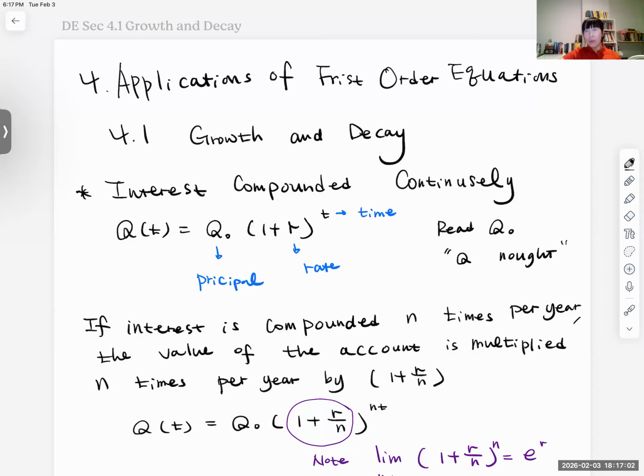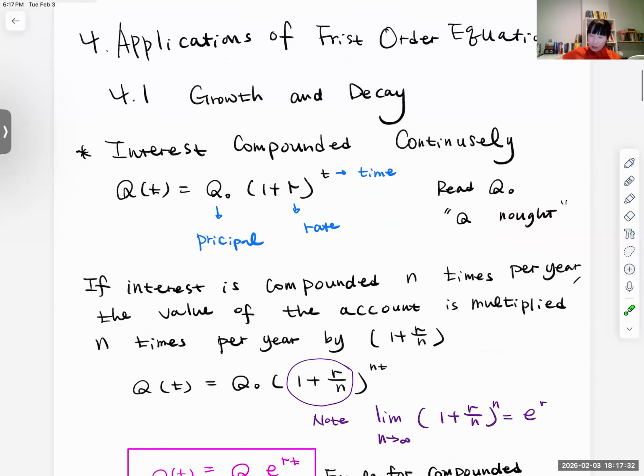Okay, so the first one, we have interest compounded continuously. Then we have Q of T equals Q naught times 1 plus R to the T power. So Q naught is the principal, and R, we are using the rate, the first letter R, and T is time, first letter T, right?